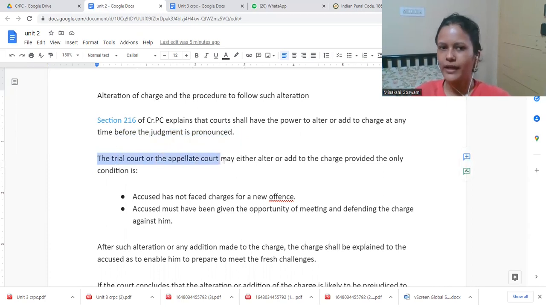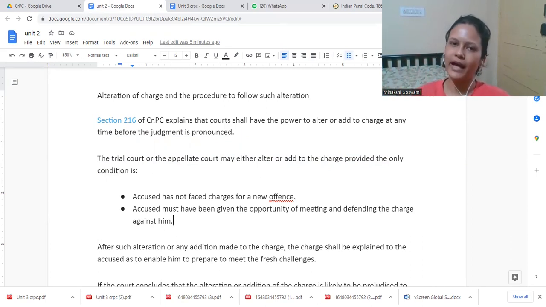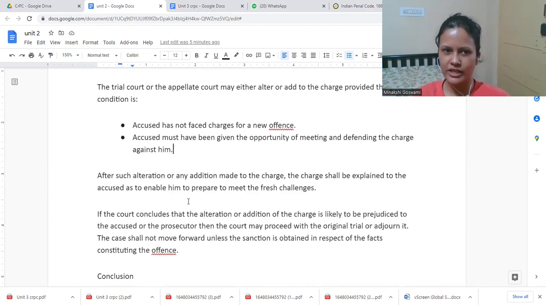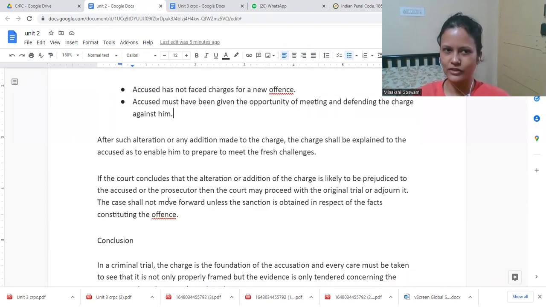The trial court or appellate court may either alter or add the charge provided only that the accused has not faced charges for a new offense. The accused must have been given the opportunity of making the defense. Whatever new sections, new charges are added, for that also he should be given enough opportunities so that he can defend himself. Okay, but yes, changes can be made at a later stage as well.